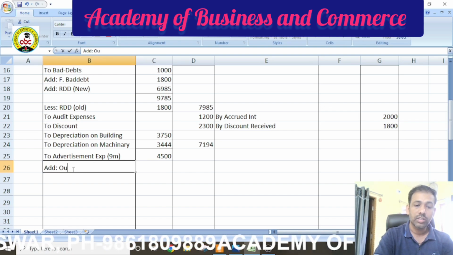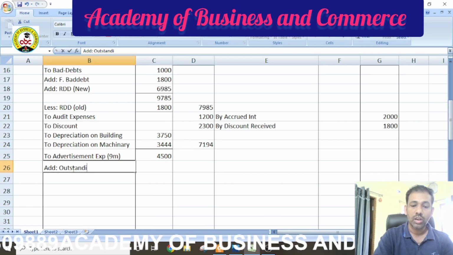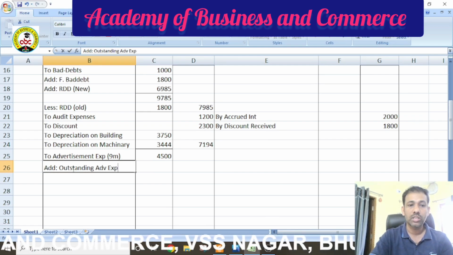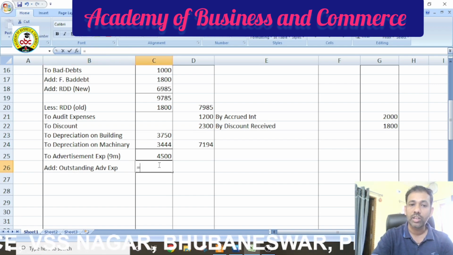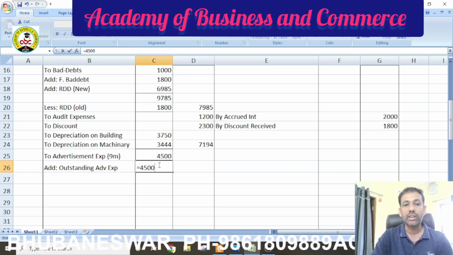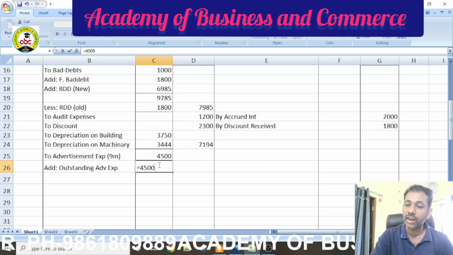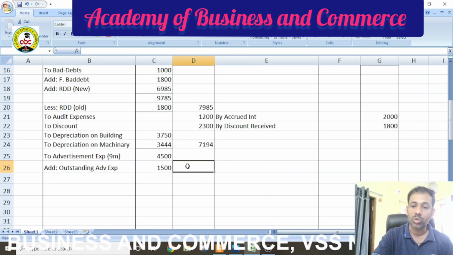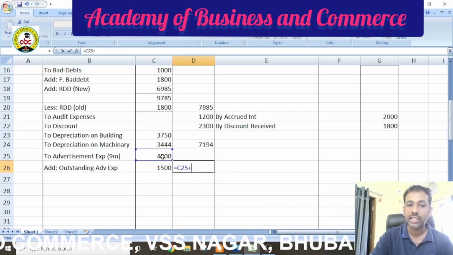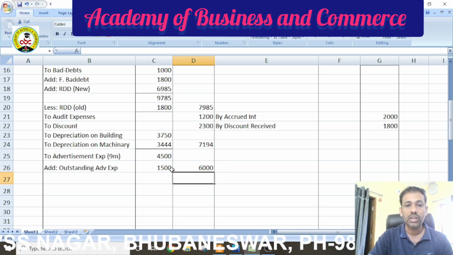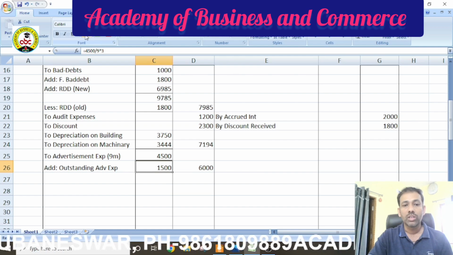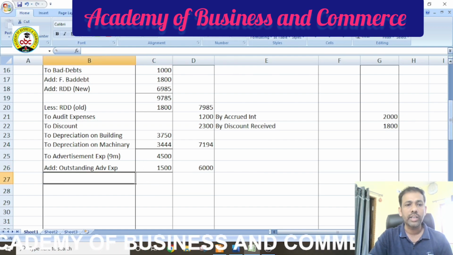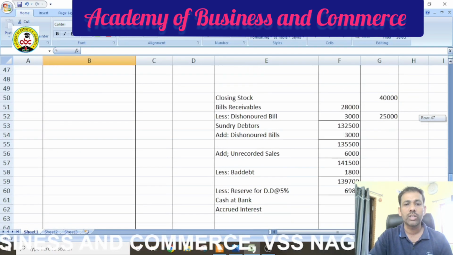So outstanding advertisement expenses, and how we calculate the value: 4,500 is for how many months? 9 months. So divide by 9 months and multiply by 3 months. The figure is 1,500. The total advertising expenses in that particular financial year is 4,500 plus 1,500, which is equal to 6,000. So this is the advertising. Simultaneously, when outstanding advertising expenses is given, you have to also take it on the liability side of the balance sheet.